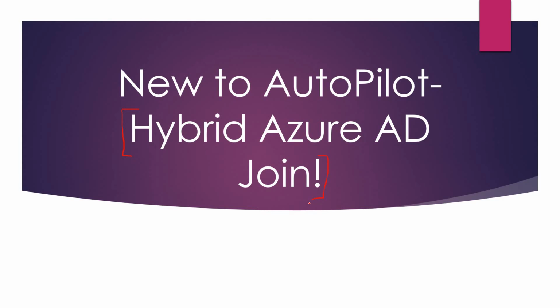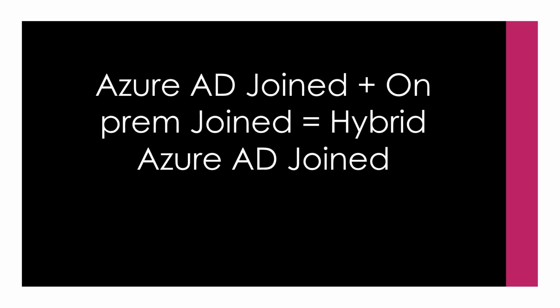The device is going to be an Autopilot device, meaning that we will be customizing the out of the box and then the ESP page and whatever we did in the previous Nugget. But the device is going to be hybrid Azure AD join. What does hybrid Azure AD join mean?